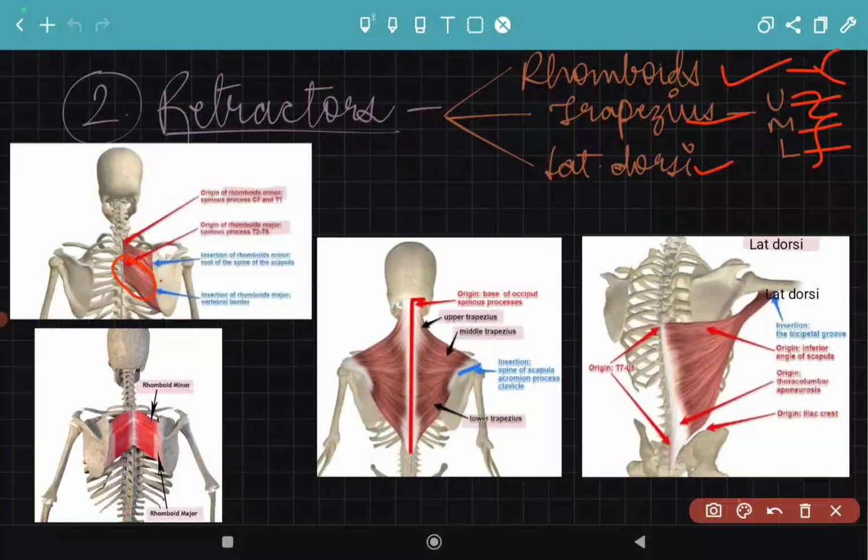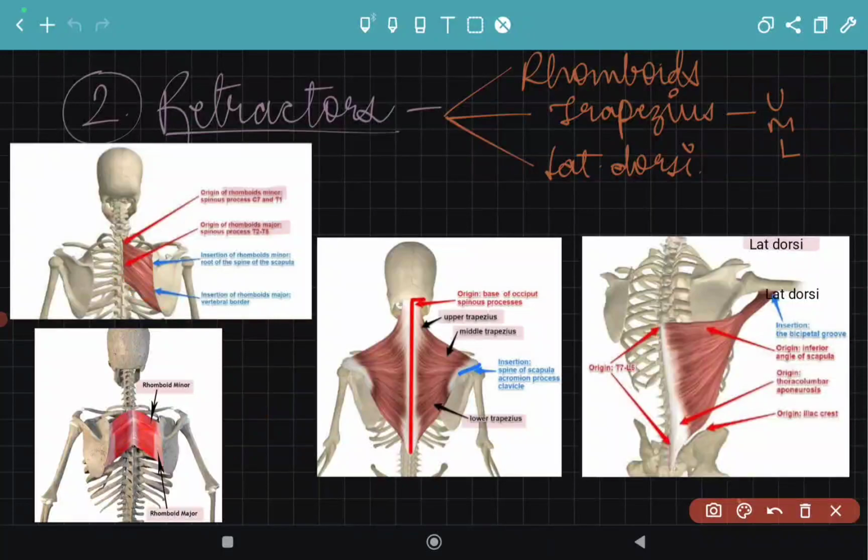Let's start with the rhomboids. Rhomboid major comes from the T2 to T5 spinous processes and inserts to the medial border of the scapula, and rhomboid minor comes from the C7 and T1 spinous processes, inserting to the root of the spine of the scapula. Now as we know the origin and insertion of the rhomboids, we can understand how they retract the scapula. They have attachment at the scapular medial border and spine of the scapula, so they will help bring them together, causing retraction or adduction of the scapula.